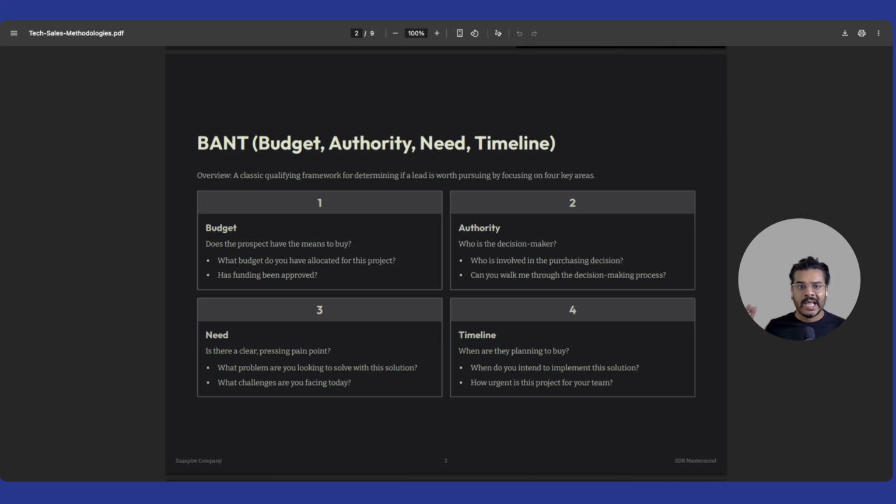One thing I have realized in my last 10-12 years of career is, don't treat BANT like a normal checklist. Use it as a conversation, and that is when you will be able to uncover a lot of things from your prospect.